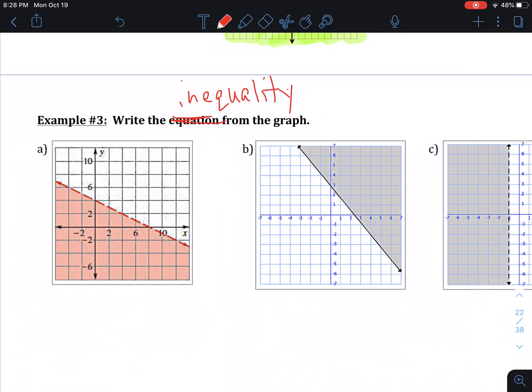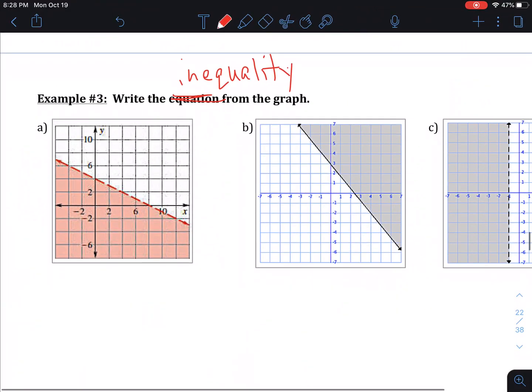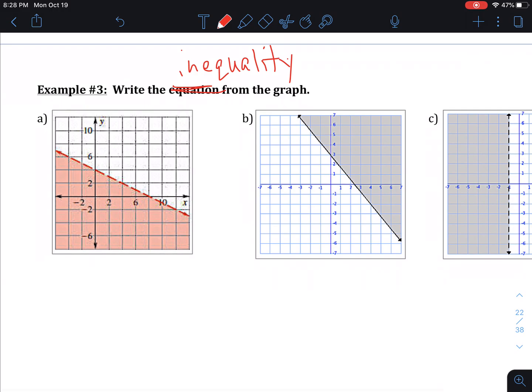And any problems that have shading need a less than or greater than. It's an inequality, not an equation. All right, so in A, B, and C, they're linear inequalities, so don't think about the absolute value right now. Go back to the thinking in the beginning. Think y equals mx plus b when it's a straight line. So what would the inequality be here in A?